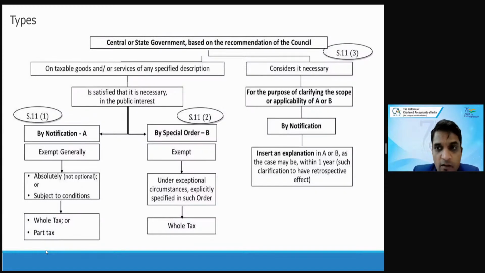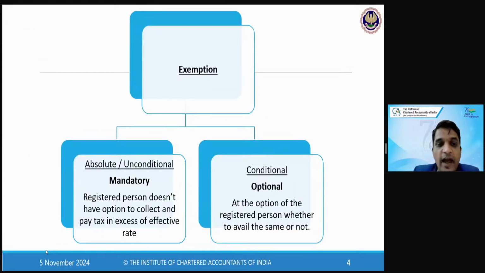Then we went into what kind of exemptions can be there. There could be an absolute exemption or a conditional exemption. If it is absolute, which means it is unconditional, then you don't have an option to say that no, I will pay taxes and claim input tax credit. When there is an unconditional exemption, you should not charge GST at all. It is an exemption without any conditions, so you have to follow it.